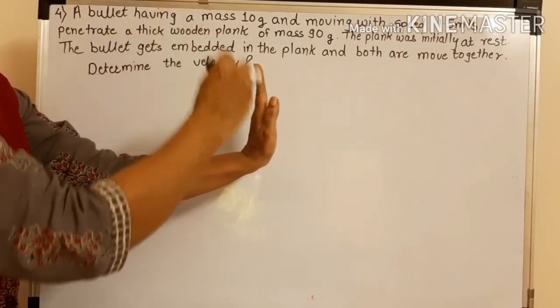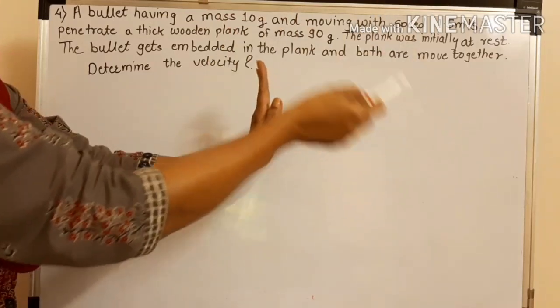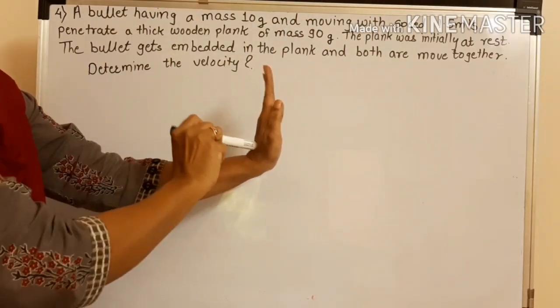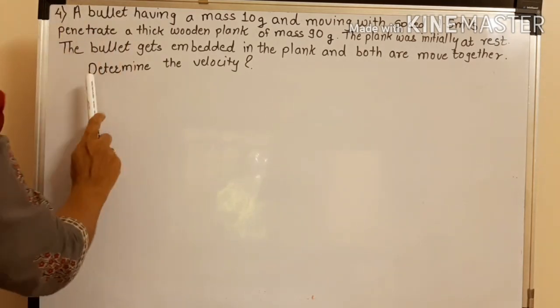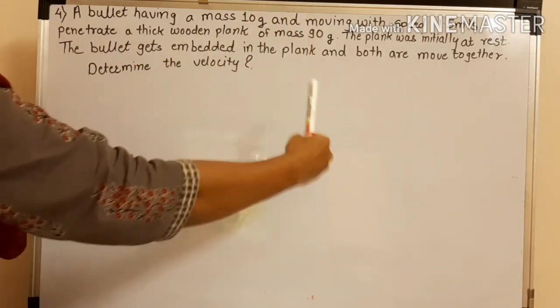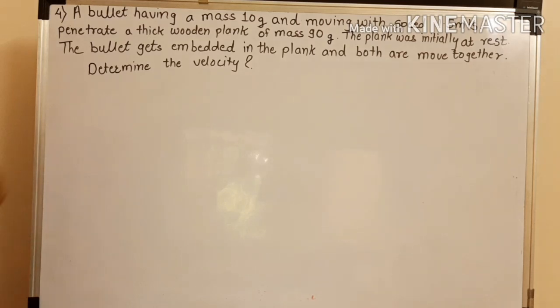So they move forward with the same velocity, the plank as well as that bullet. So we have to find the velocity of the plank as well as that bullet. So first I draw a figure to understand this problem.